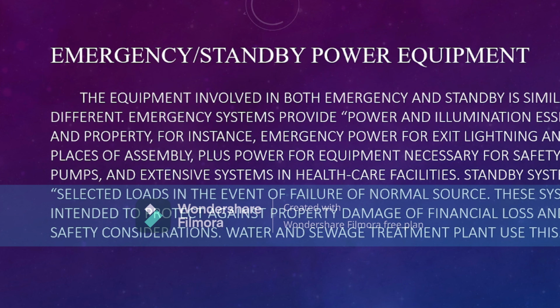Emergency or standby power equipment. The equipment involved in both emergency and standby is similar. However, the use is different. Emergency systems provide power and illumination essential for safety to life and property. For instance, emergency power for exit lighting and egress lighting in places of assembly, plus power for equipment necessary for safety such as elevators, fire pumps, and life safety systems in healthcare facilities.